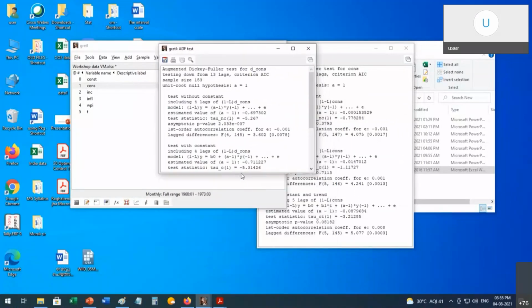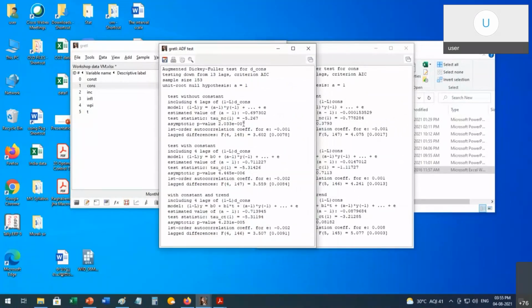And in this case, we find that in all the cases, the p-value is equal to 0, that is less than 5%. So we reject the null hypothesis and we can stop the testing here. Got it? Similarly, we can find the other two variables are also I(1). I'm not going into that. I am directly going into the unit root test.